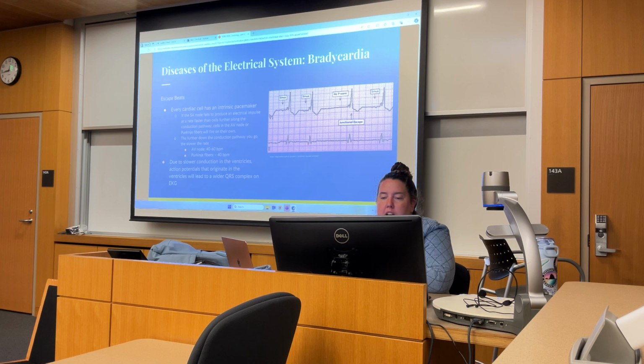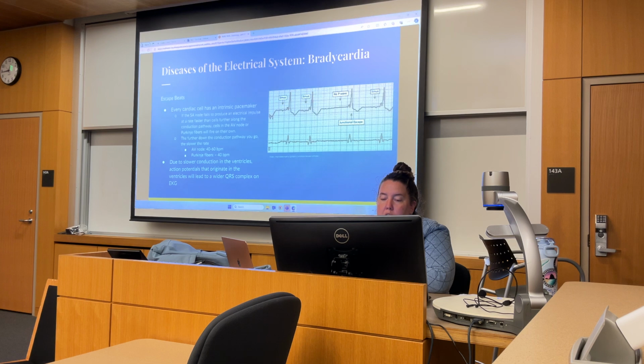Every cardiac cell has an intrinsic pacemaker, a built-in pacemaker. If the SA node, what normally fires the first beat, fails to produce an electrical impulse at a rate faster than the cells further along the conduction pathway, the cells in the AV node or Purkinje fibers will fire on their own. The further down the conduction pathway you go, the slower the rate. So if the AV node is the first to fire, the rate will be around 40 to 60 beats per minute. And if the Purkinje fibers are first to fire, the rate will be around 40 beats per minute.